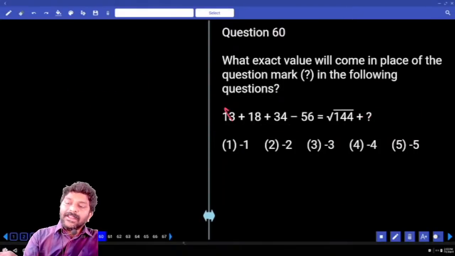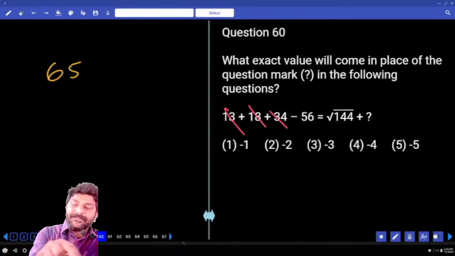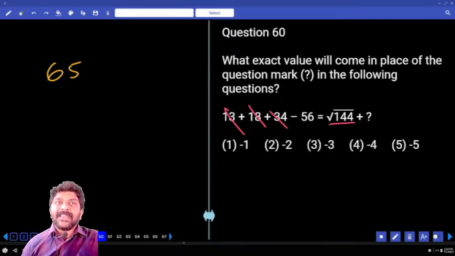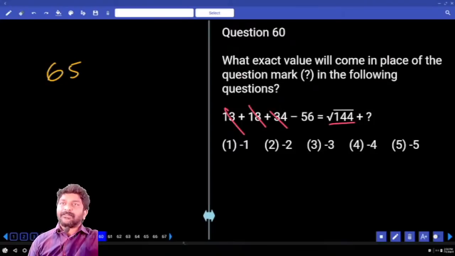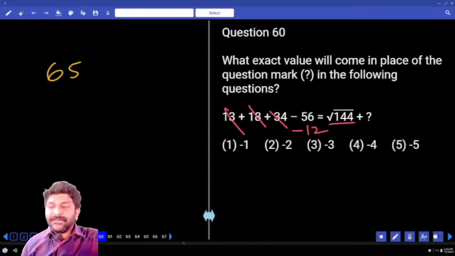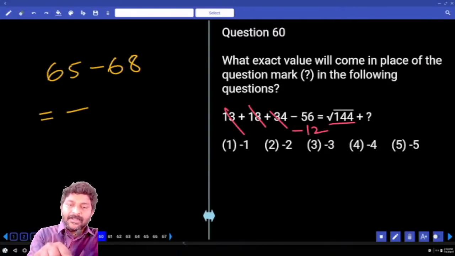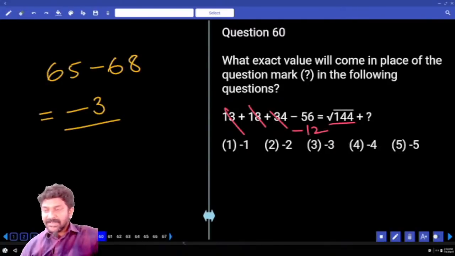Come on. 13 plus 18, 31. 31 plus 34, 65. Right hand side positive number, under root of 144, 12 only. If that fellow comes to left hand side, becomes minus 12. Minus 56 minus 12, that is minus. Is it going to be positive answer or negative answer? How much? Minus 3, third option.